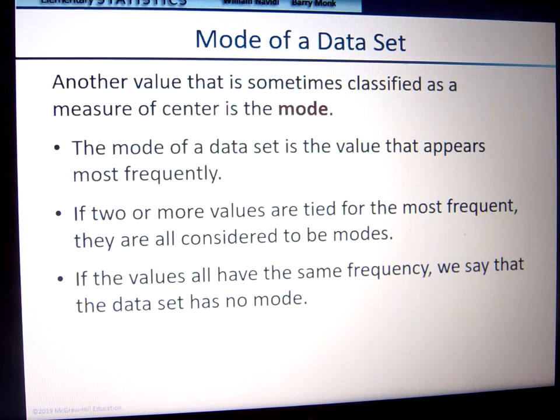If you only have one of each thing, there is no mode. But if you have two 3s, and then later on two 10s, and then later on two 13s, and a whole bunch of other numbers, the 3, the 10, and the 13 would all be considered modes. If all the values have the same frequency, we say that the data set has no mode. So there are two ways of not having a mode: if there's only one of each, and if all the values have the same frequency. So let's say all the values are there 5 times, or all the values are there 3 times, then we would not have a mode.